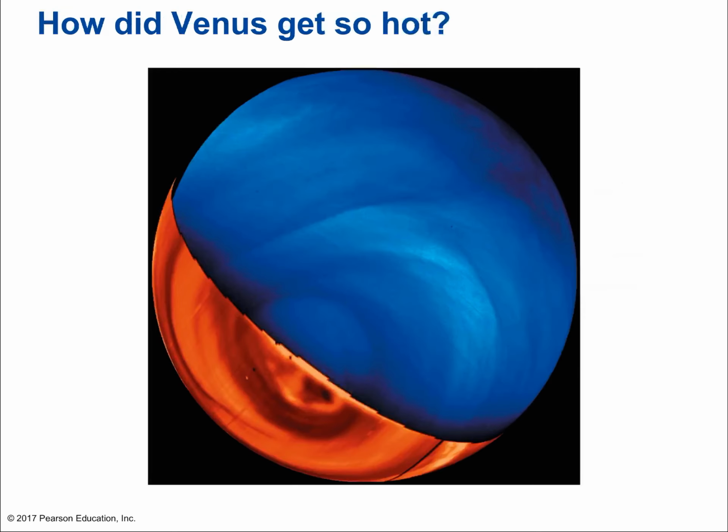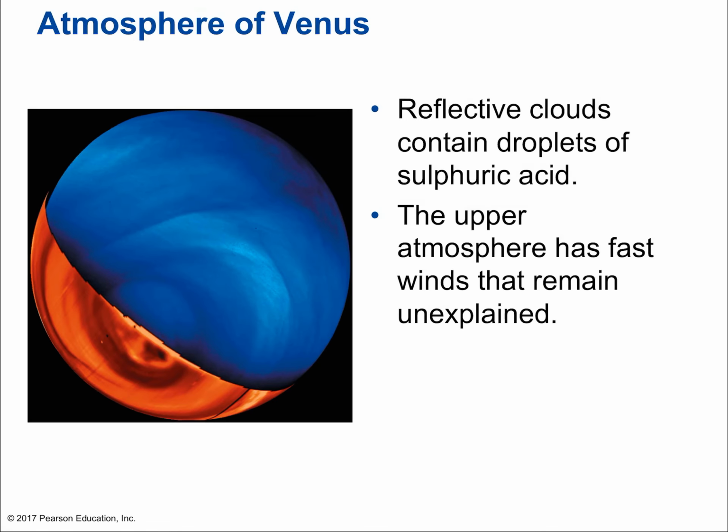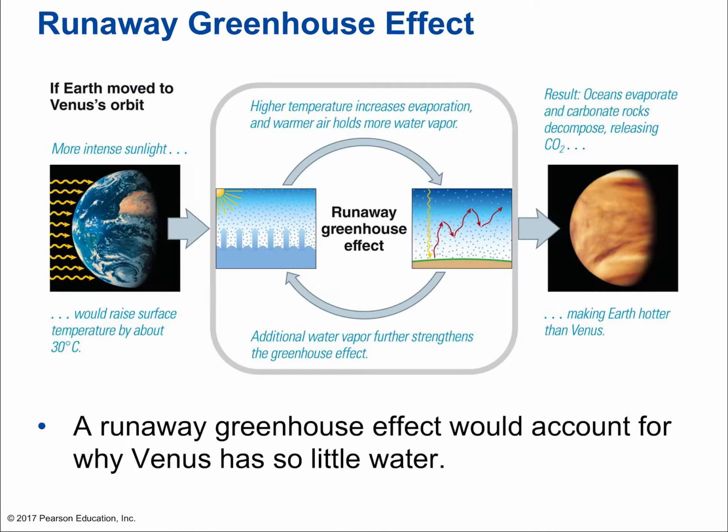Okay, so how did Venus get so hot? Well, the reflective clouds contain drops of sulfuric acid. The upper atmosphere has fast winds that remain unexplained. Okay, so what happened? Well, one thing we think happened with Venus was a runaway greenhouse effect. So essentially, the higher temperatures increase evaporation and the warm air holds more water vapor in. And then that process just continues.